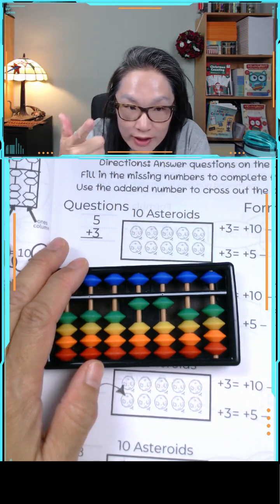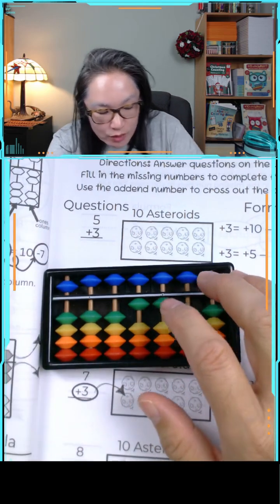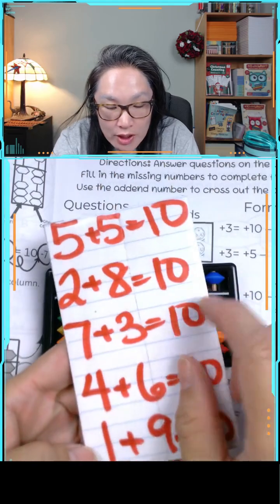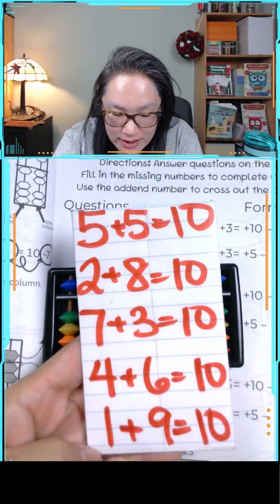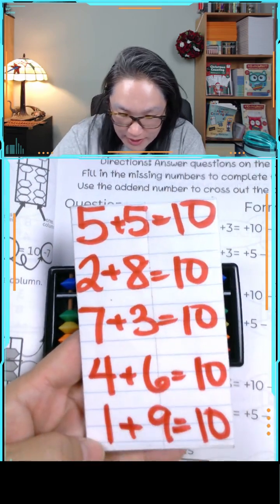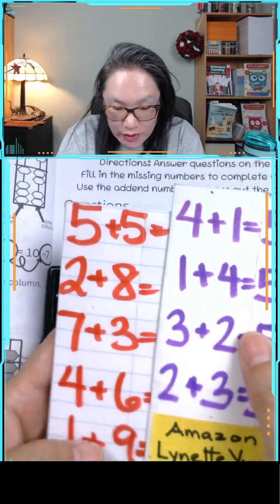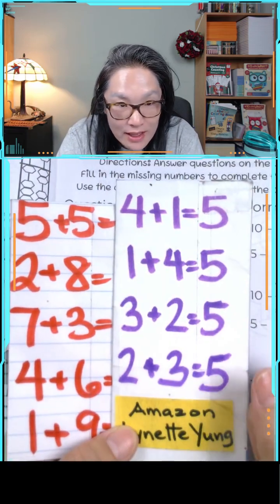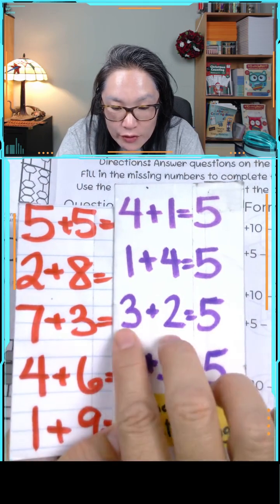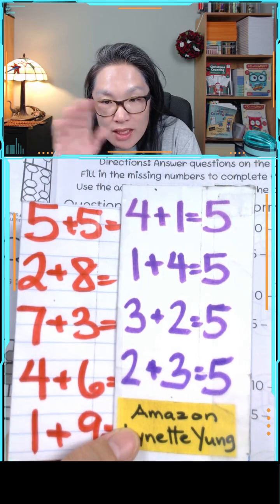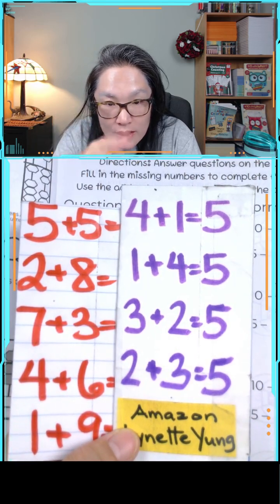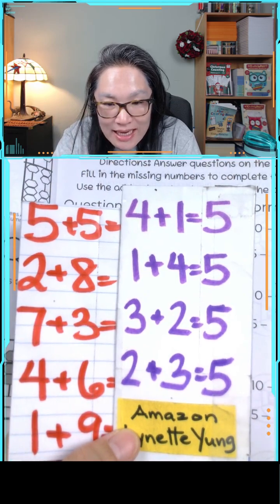So when we're looking, you just need to know your complementary numbers. You should know that 2 and 8 is a 10. You should know that 4 and 6, and 1 and 9. All of this makes a 10. And then on the other side, you need to know that 1 and 4 makes a 5. 3 and 2 makes a 5. 2 and 3 makes a 5. You need to know this. When you know this, then you can do this at scale, and it doesn't matter.